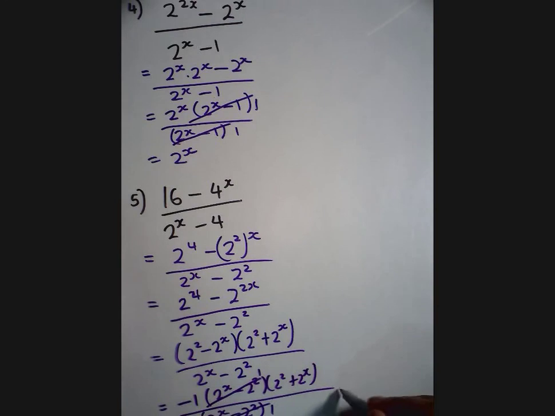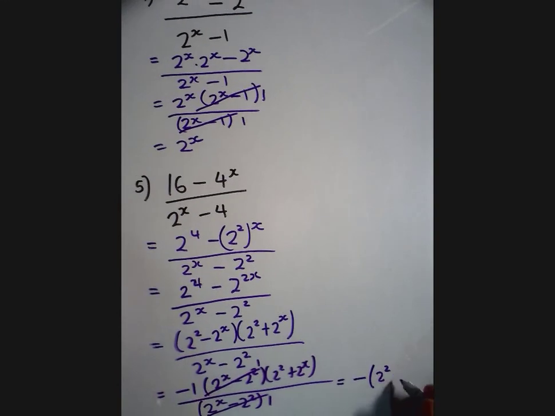And my final answer is negative, open brackets, 2 to the power of 2 plus 2 to the power of x. But then I need to multiply it out. So my answer is negative 4, negative 2 to the power of x. That's my final answer. Right.